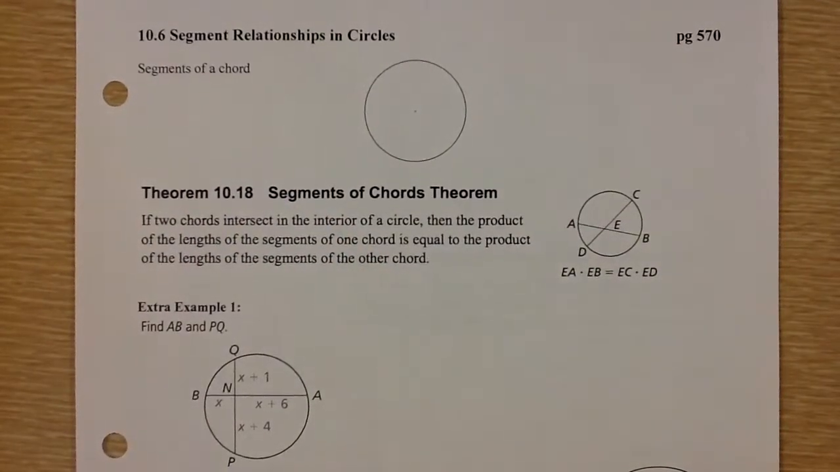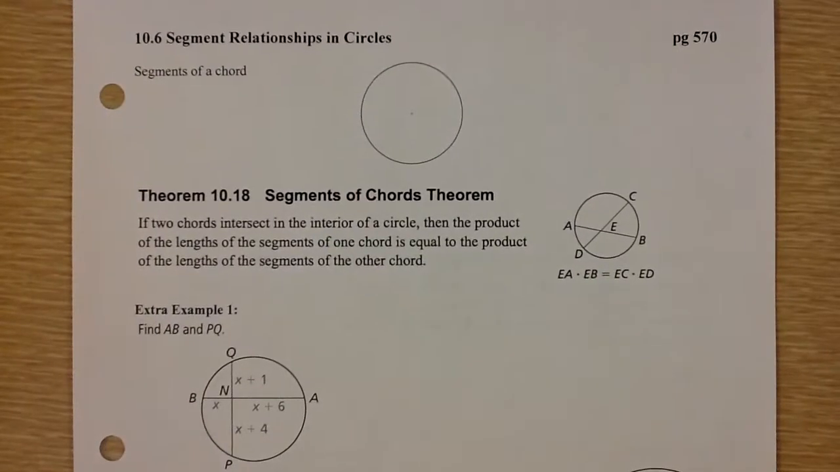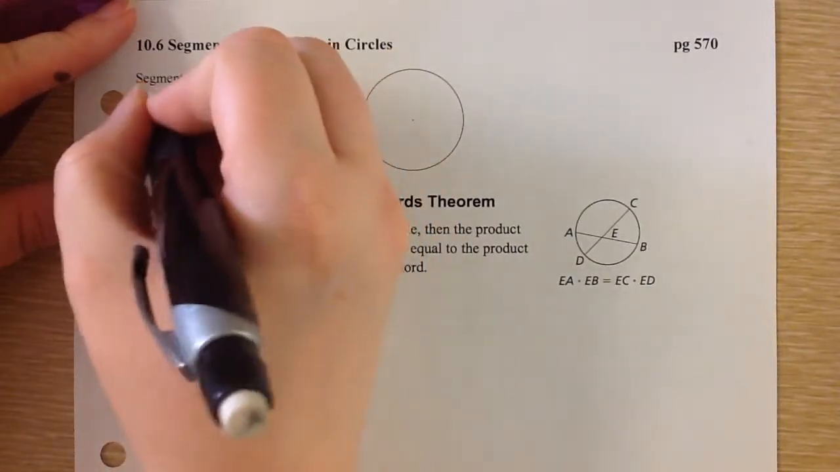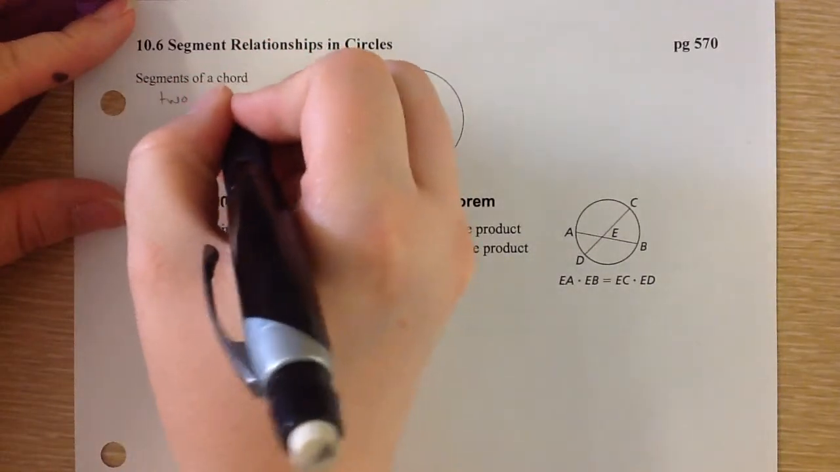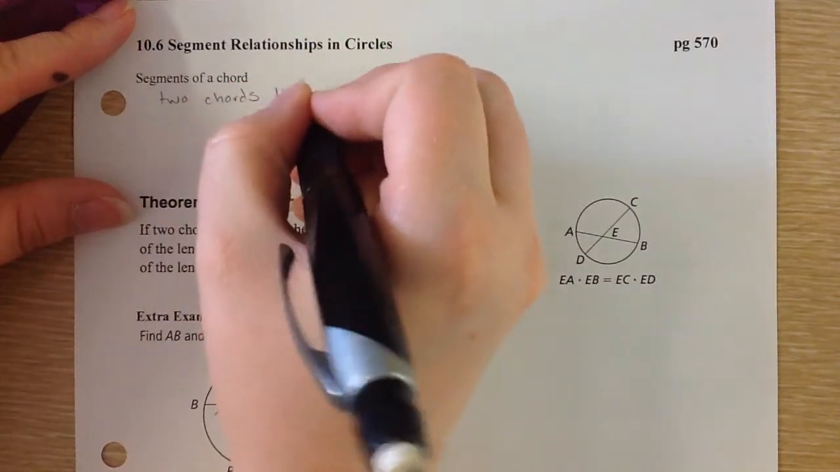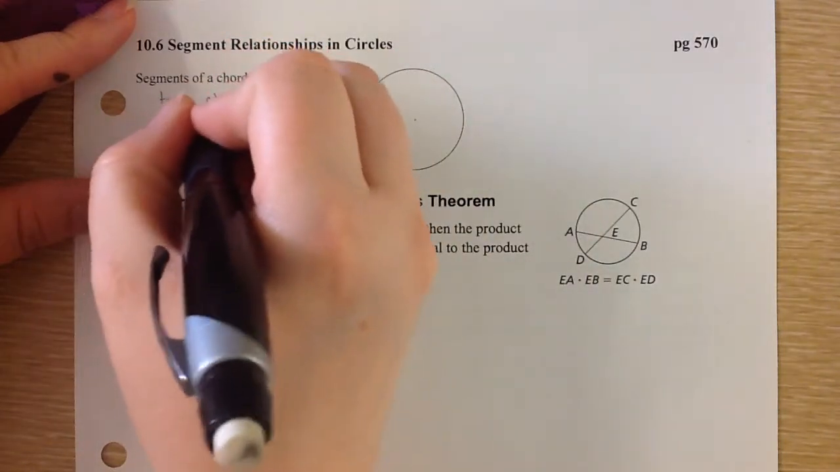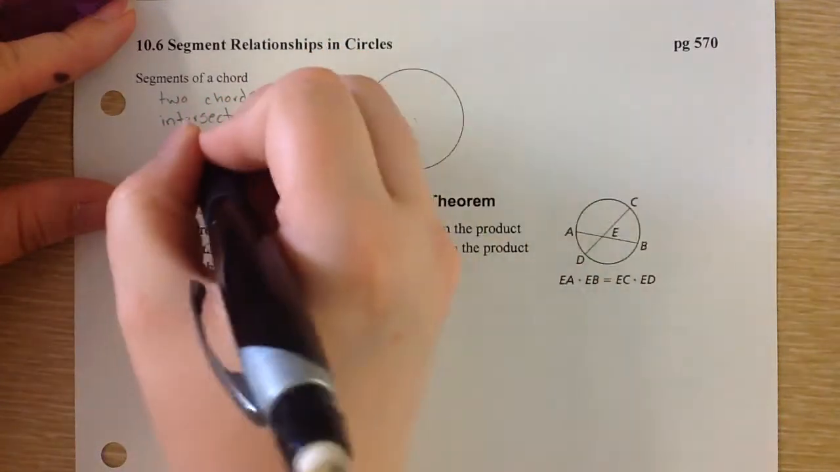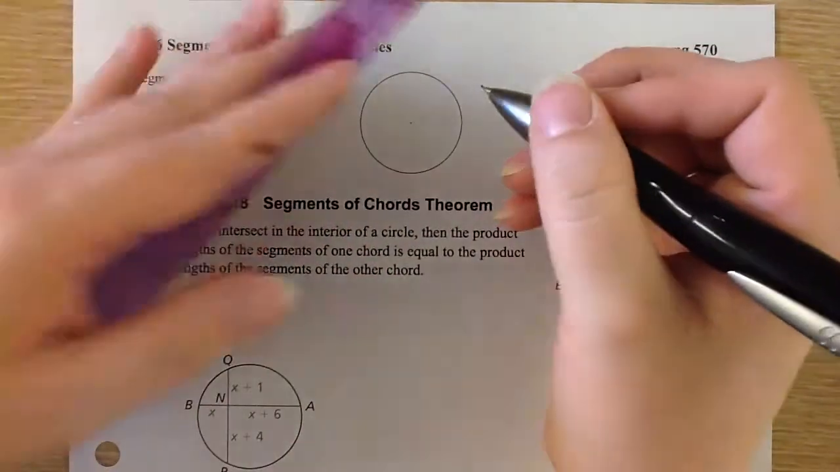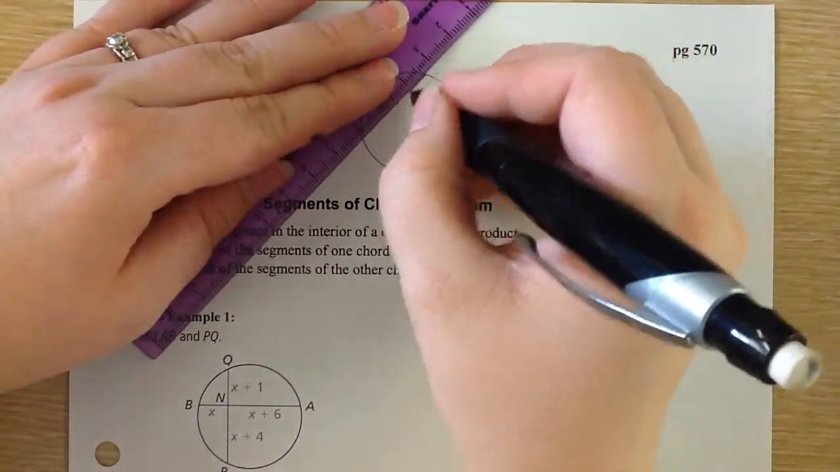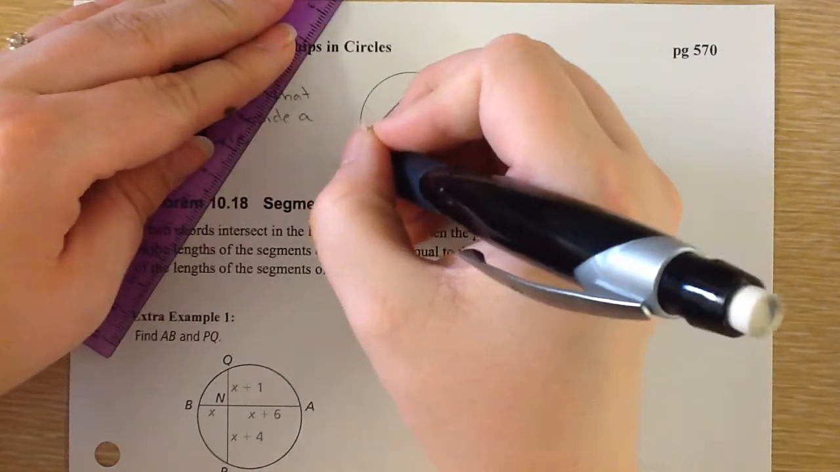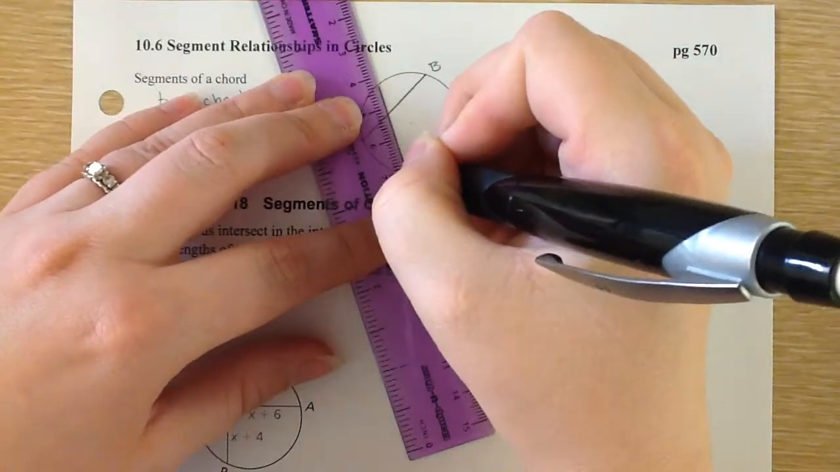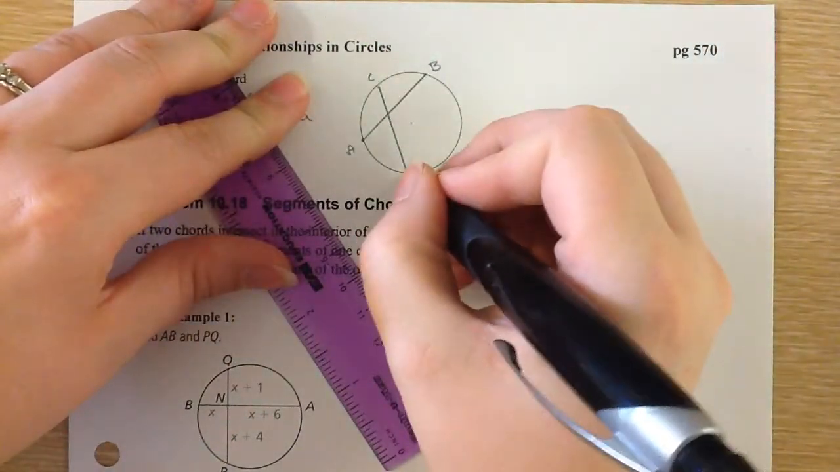If you have two chords that intersect inside a circle, so if I have two chords, let's do a chord here, let's call it chord AB, and let's do another chord here, we'll call this one CD.